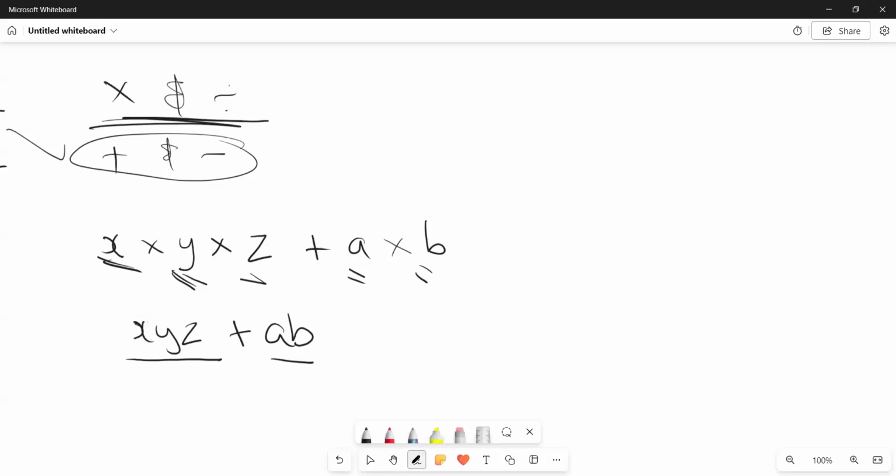Let's try another one. So let's give it x multiplied by x multiplied by y minus x.